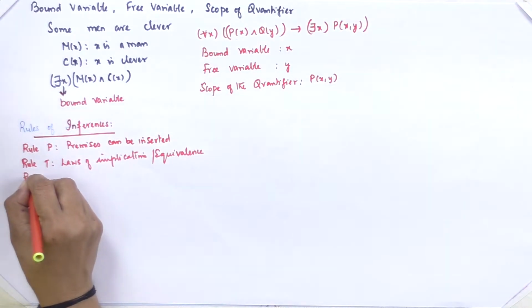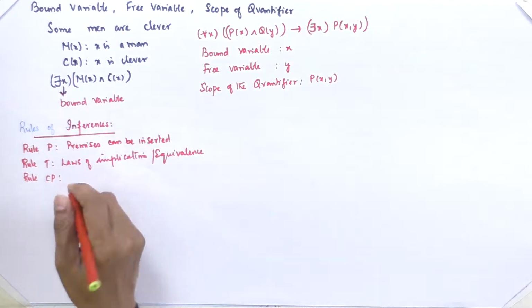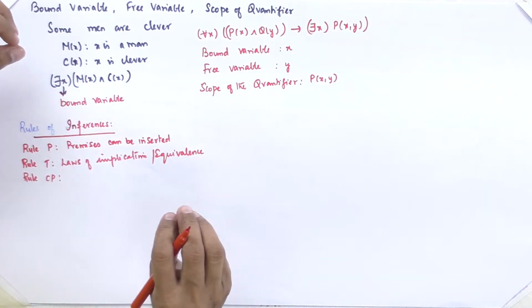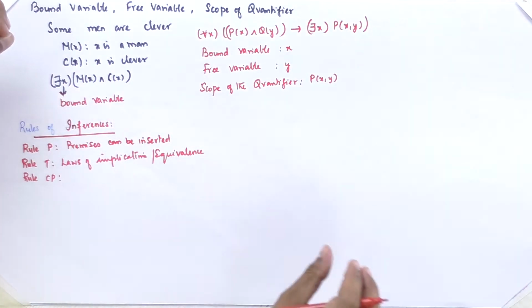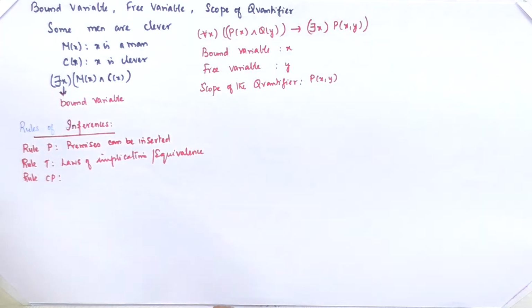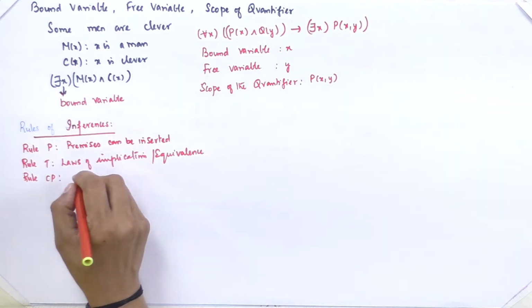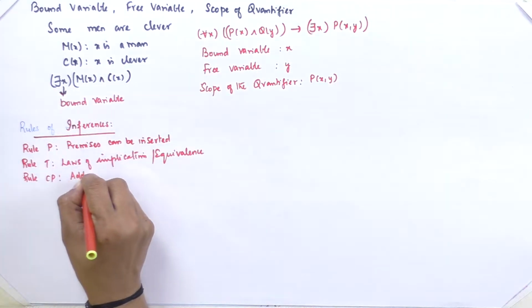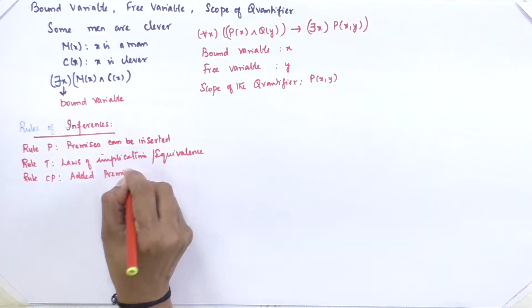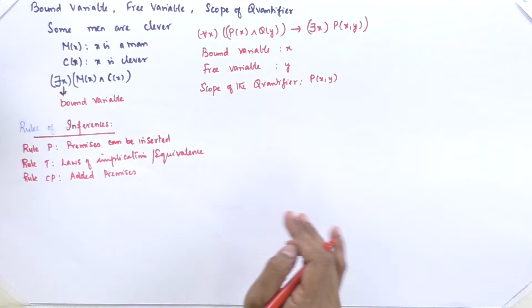And then rule CP. If we think that any of the premises is needed at this point of the derivation in order to get the conclusion of the problem, and it is missed out, we can add a new premise. The added premise will be called rule CP.